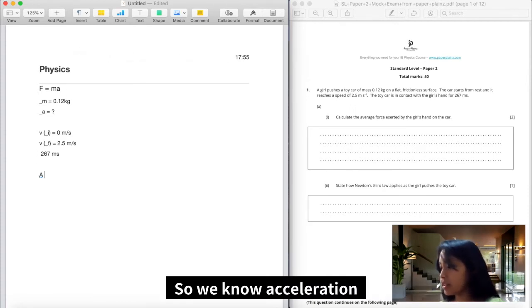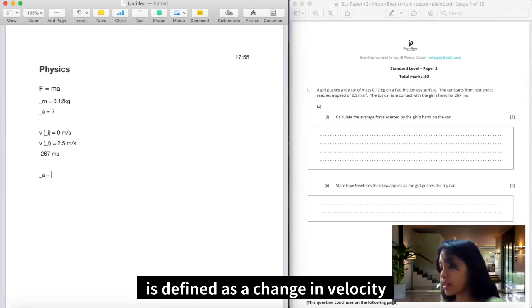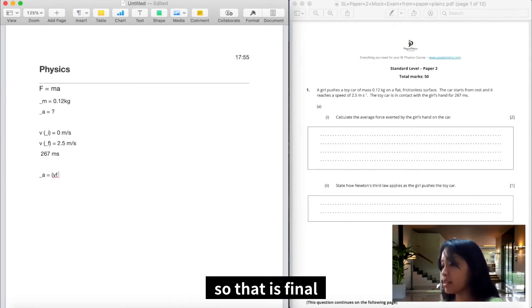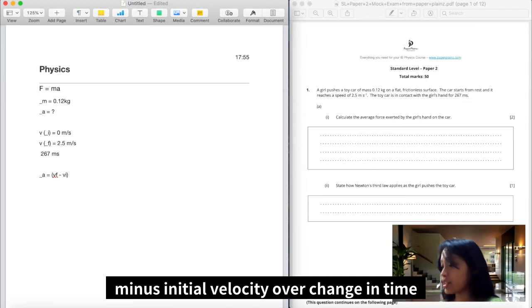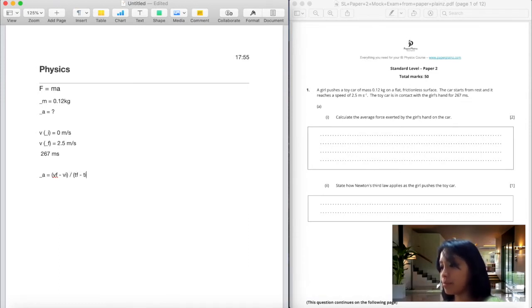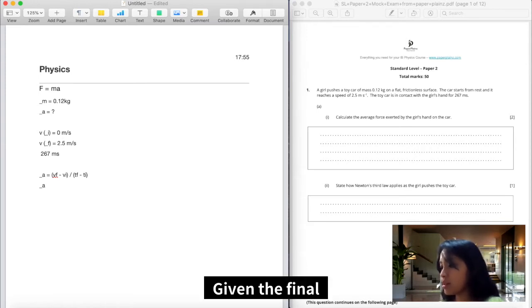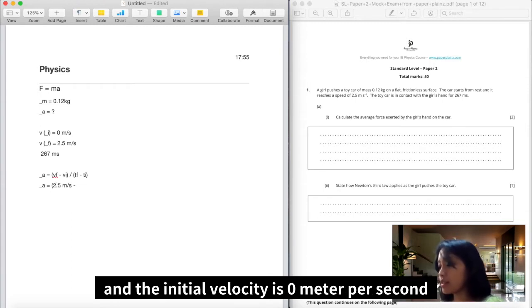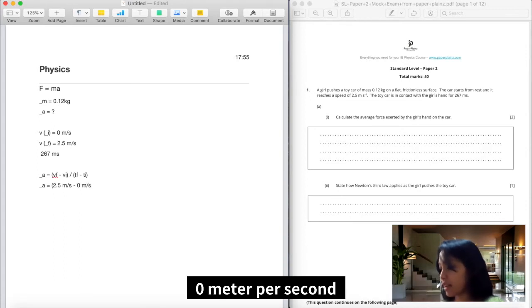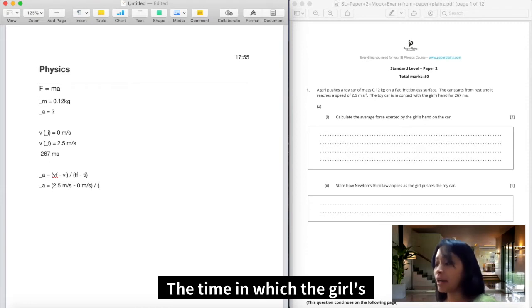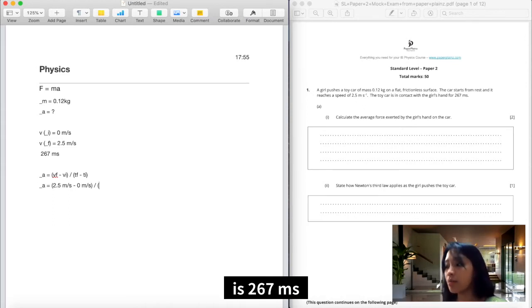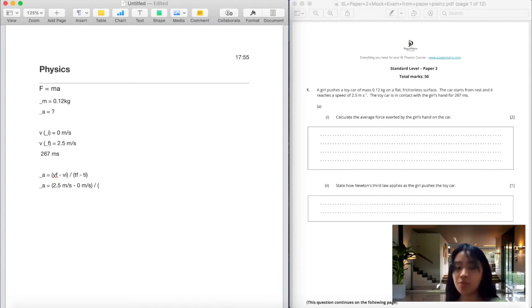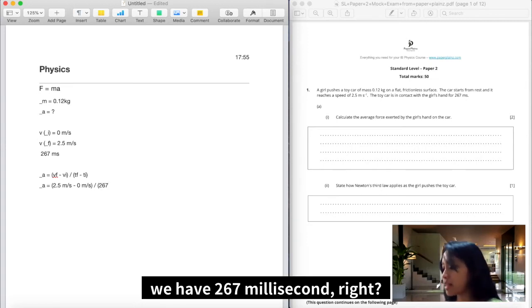Okay, so what can we make use of this given? So we know acceleration is defined as change in velocity, so that's v final minus v initial, over change in time, so time final minus time initial. From the given, the final velocity is 2.5 meters per second, and the initial velocity is 0 meters per second. The final time is the time in which the girl's hand was in contact with the toy car, which is a total of 267 milliseconds. The initial time would be 0 because that's the start of the period. So we have 267 milliseconds, right?